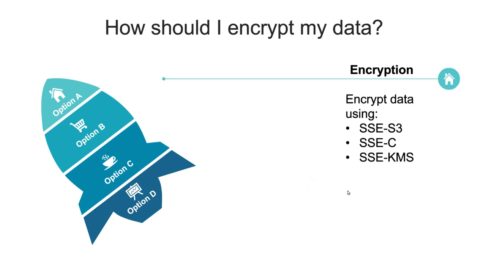Now, how should I encrypt my data? I have authenticated, authorized. I also want to encrypt. So there are different ways to encrypt, like SSE-S3, that is server-side encryption, which is managed by S3. So the key for encryption would be managed by S3. There can be a server-side encryption, which is client managed, so the key can be given by the client. The third type is server-side encryption managed by KMS. KMS is a key management service given by Amazon. So the keys can be managed by the KMS. So these are the 3 ways in which we can encrypt our data.